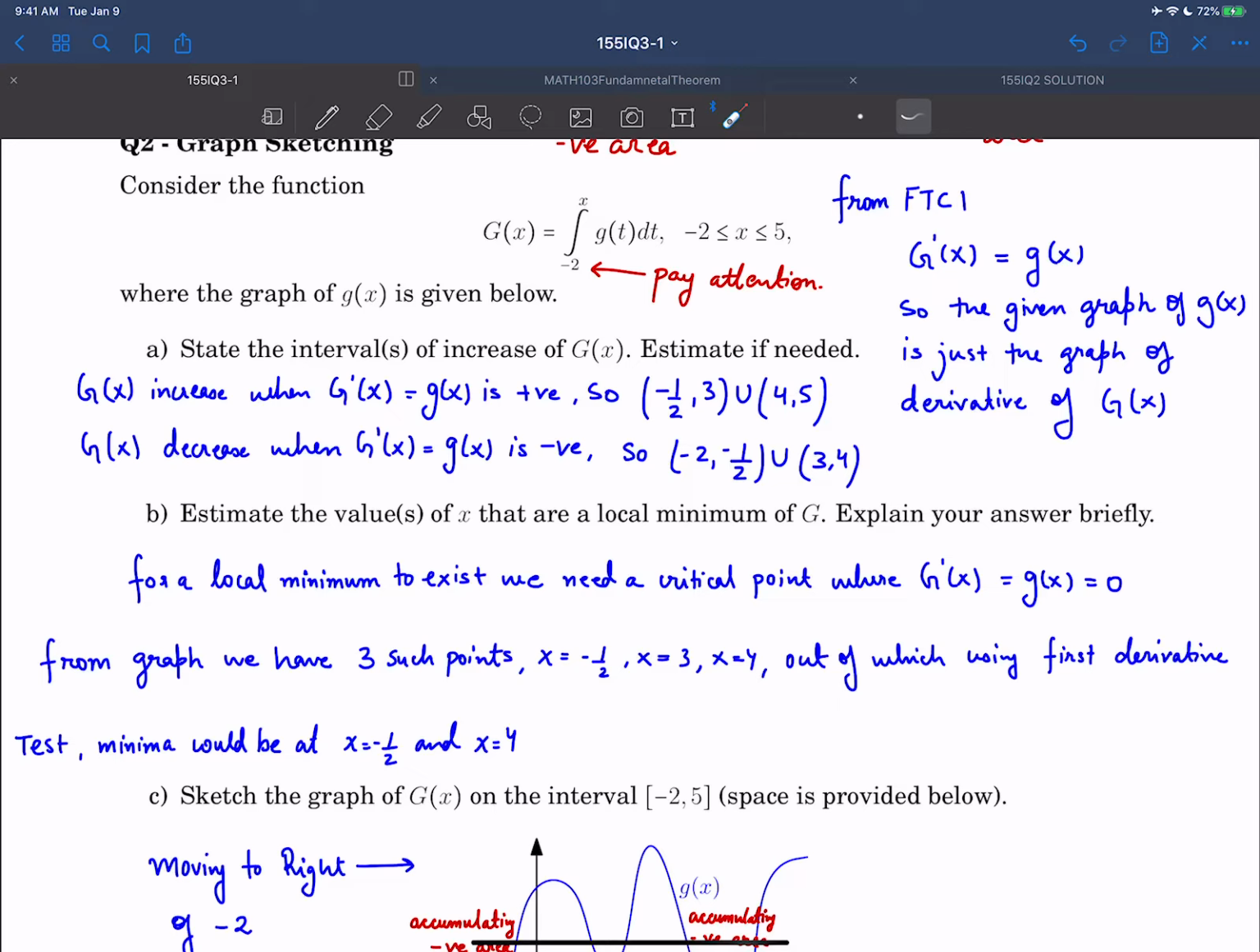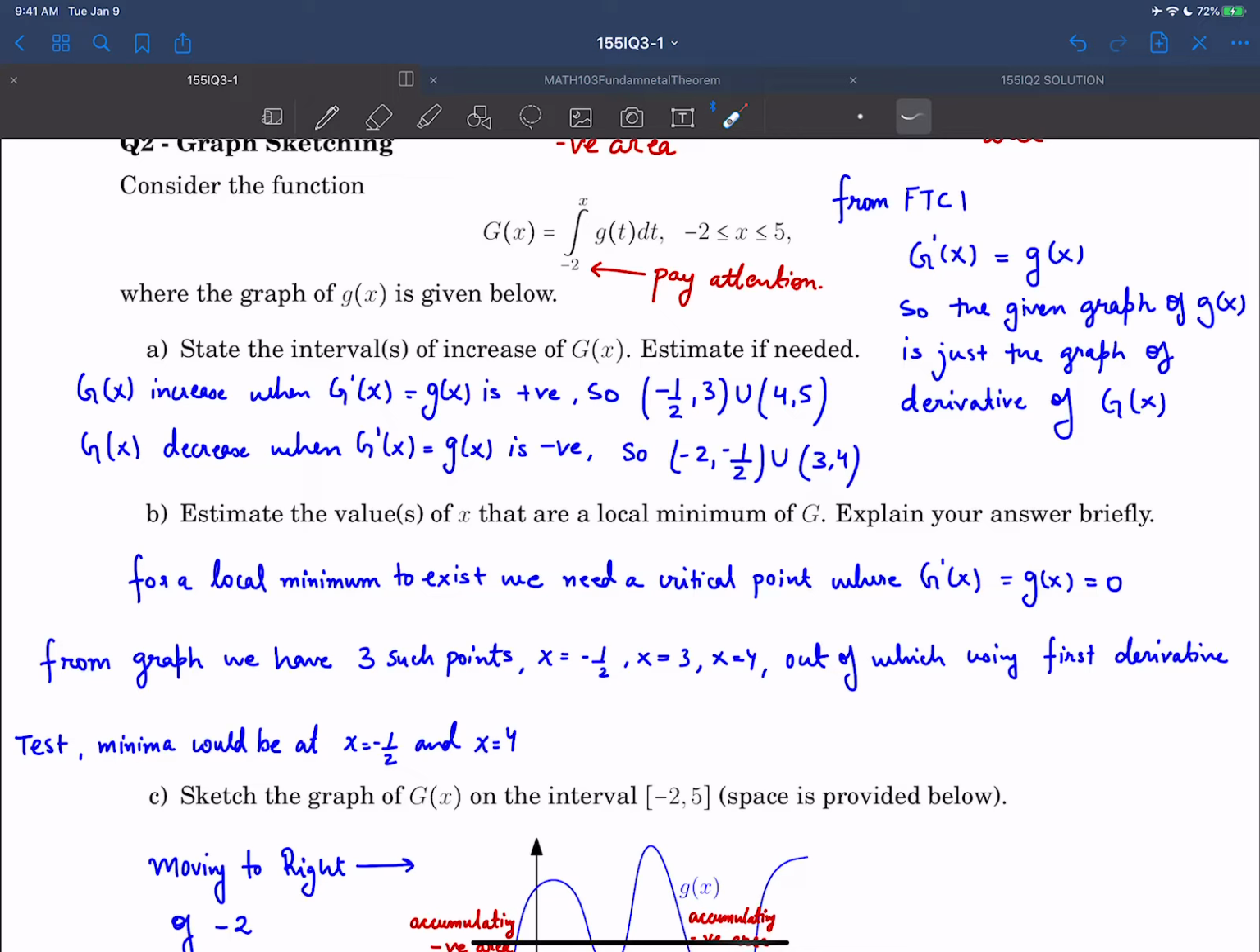To find a minimum of capital G, I want to ask you to think and revise what you learned in the previous course, and see how you figure out whether a point is a minimum for the function using its derivative. First of all, for it to be a minimum, it has to be a critical point. That's the very important thing. So all the minimums and maximums of this function G will occur at a critical point.